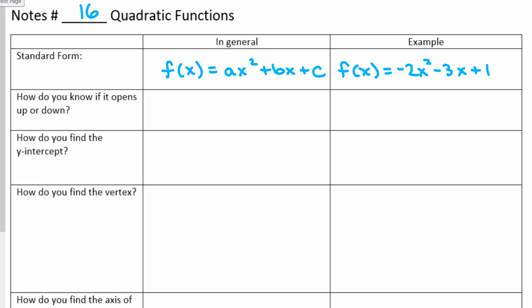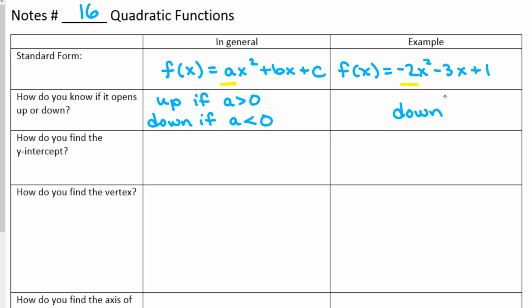How do you know if it opens up or down? So if you think about your transformations that we talked about in the last chapter, you know that if you multiply the leading term by a negative, it reflects it across the x-axis. So if that number a in our equation there, whatever that happens to be, if that is a positive, it opens up. And if that is a negative, it opens down. So looking at our example, because the leading coefficient is negative 2 and it's a negative number, this parabola is going to open down.